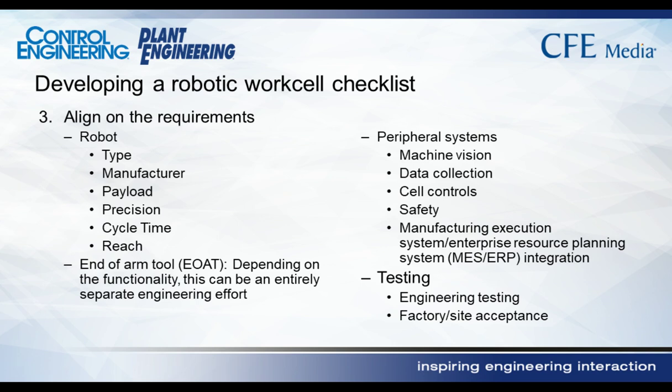Do we need a machine vision cell that can do quality checks? Do we need data collection in the cell? Is there cell controls that need to be put in place so that we can drive systems upstream or downstream of the robotic work cell that we're installing?